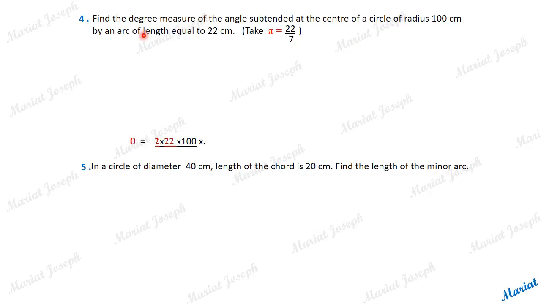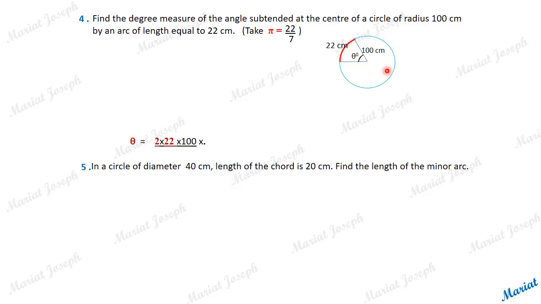Find the degree measure of the angle subtended at the center of a circle of radius 100 cm by an arc of length equal to 22 cm, taking the value of pi approximately as 22 by 7. Here there is a circle whose radius is given to be 100 cm. And we are told there is an arc which has the length 22 cm. Now we need to find the degree measure of the angle subtended by the arc at the center.